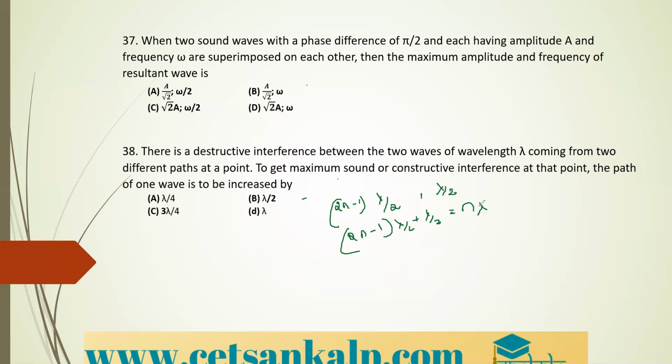Here you can also take the help of the options. You can substitute all four options and see where you get the condition n into lambda. When it is increased by lambda by 2, you get the value n lambda. Therefore, option B is the correct option. Okay, let us go for the next question.